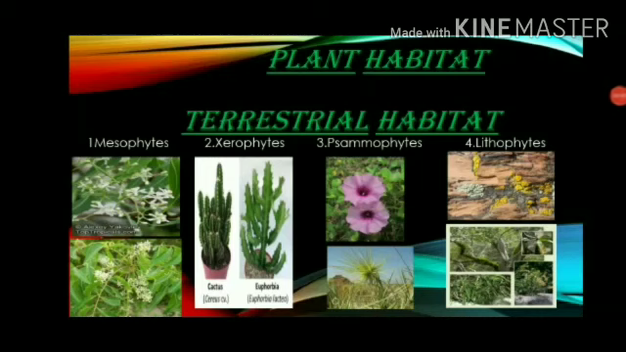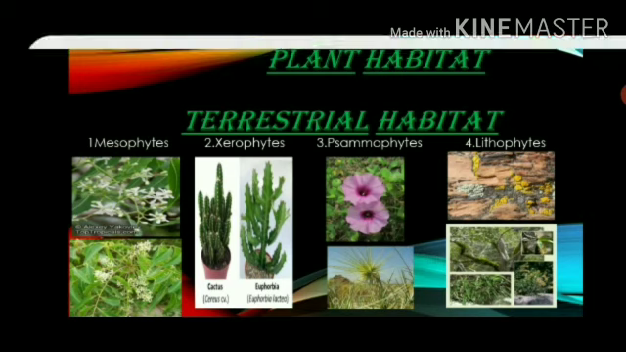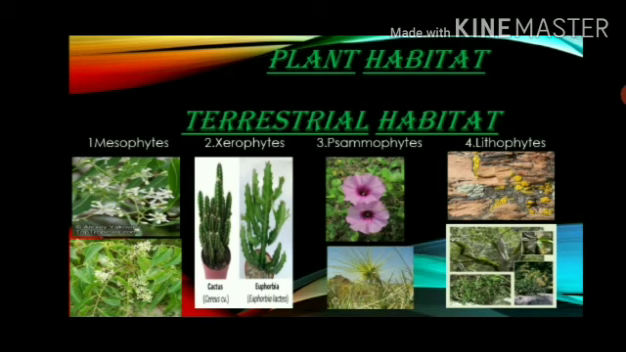Plant habitat can be classified into two major categories. First one is terrestrial habitat, second one is aquatic habitat. Here the terrestrial habitat is nothing but the plants that can grow on the soil surface, that is called terrestrial habitat. That terrestrial habitat can be classified into four major categories. The first one is Mesophyte, second one is Xerophyte, third one is Psammophyte, fourth one is Lithophyte.